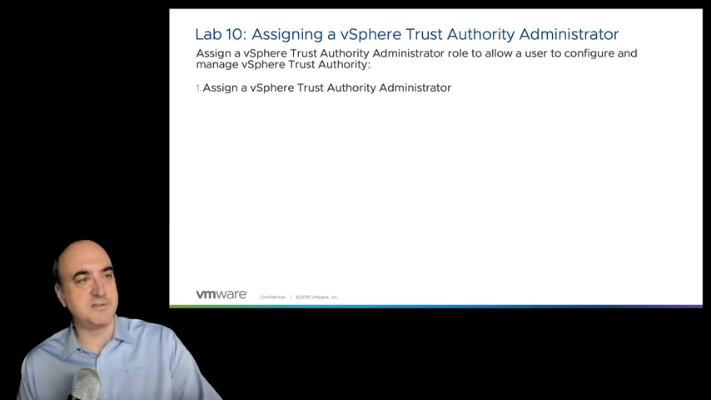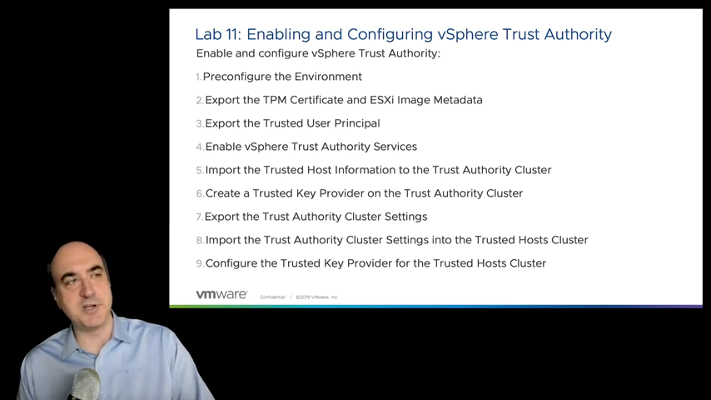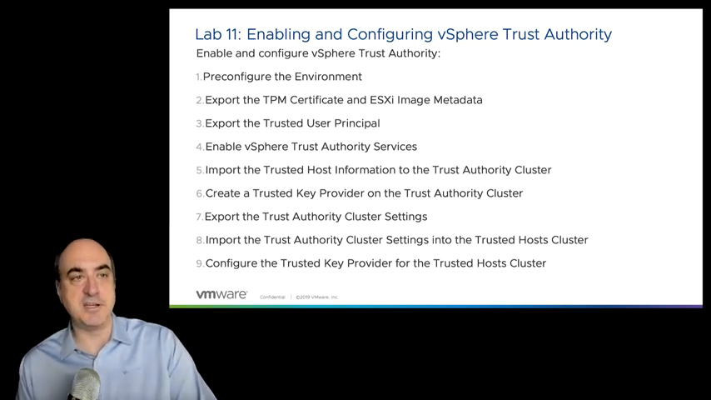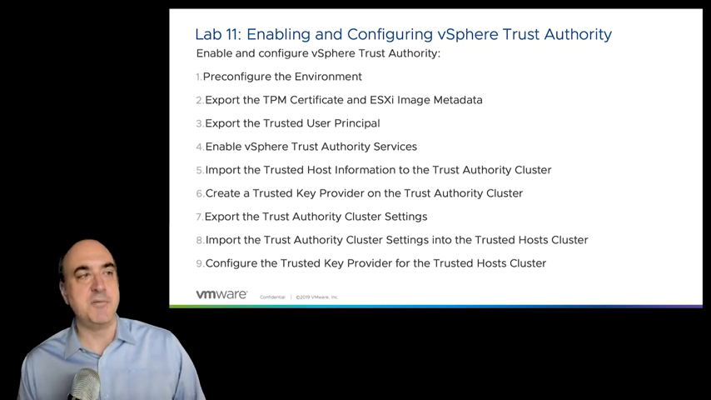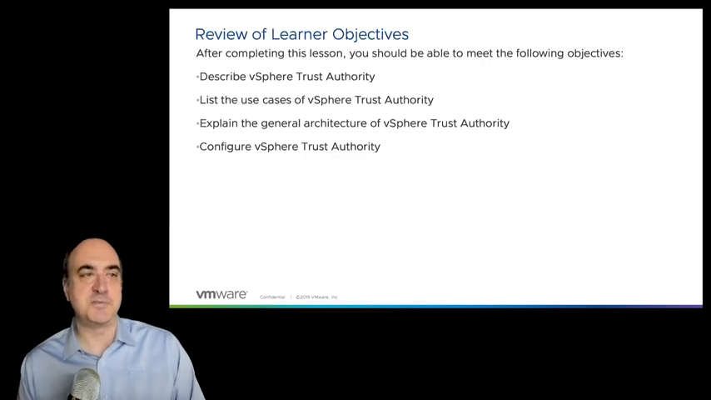So before you go off and do the lab, just remember, here we have the lab instructions, right? We've mentioned this, the Trust Authority Administrator. Here we actually break down the tasks of what you're doing in Lab 11. If you notice the vta.txt file that I was just talking about, that starts with task 2: export the TPM certificate and the ESXi metadata. Task 1, you're basically renaming your clusters. And then in Lab 12, we'll have you encrypt a VM using the trusted key provider that we had enabled in the PowerCLI scripts.